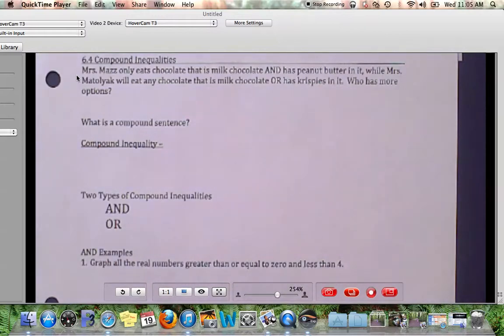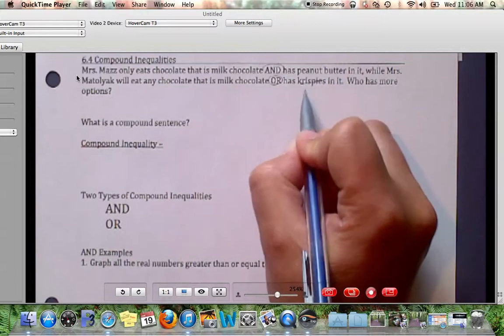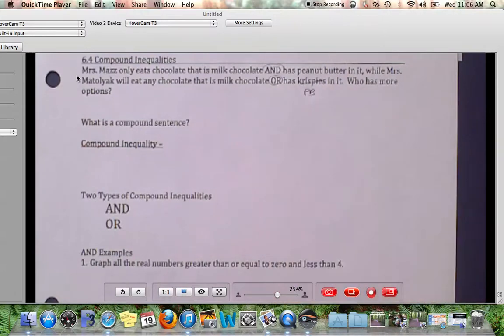Now, you might be thinking, well, how many candy bars have peanut butter in them? How many have Rice Krispies in them? Really, you want to be focusing on this "and" and this "or" here. And we can even simplify this by saying, let's just cross out Rice Krispies and write peanut butter. So let's say I'll only eat chocolate that is milk chocolate and has peanut butter in it, and she'll either eat milk chocolate or candy that has peanut butter in it. So let's consider this.